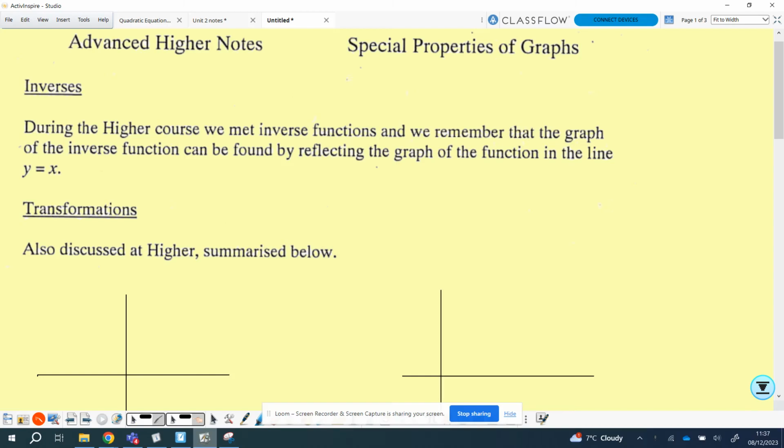Okay, so in this video today we're going to be looking at special properties of graphs, and this will finish off the curve sketching topic. A lot of this stuff we'll start talking about is actually the knowledge from Higher. So the first thing is we'll talk about inverses just very quickly.